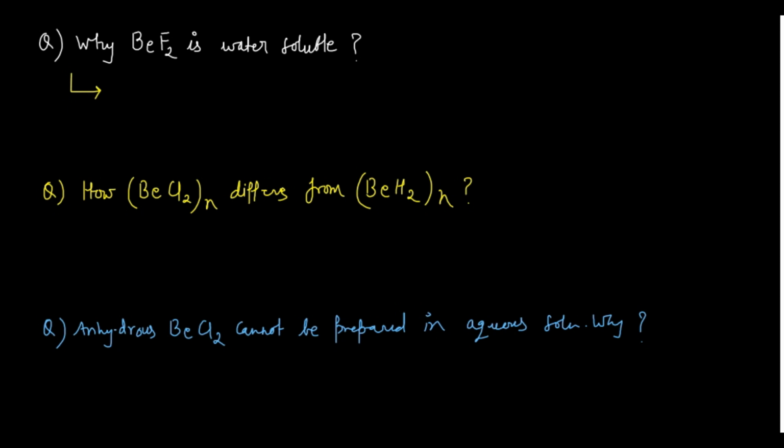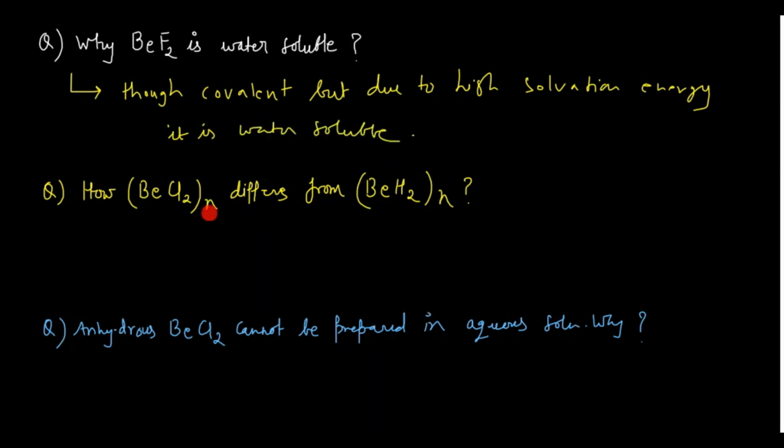So it is soluble, though covalent, highly covalent. It will have certain degrees of ionic character also, but due to high solvation energy, it is water soluble. So the next question is how BeCl2 differs from BeH2. Both will have the three-centered bond. Please remember, both having the three-centered bond, they look quite similar, but they are different, right?